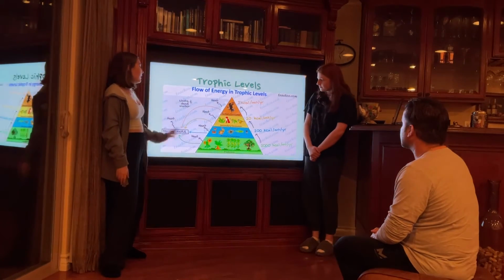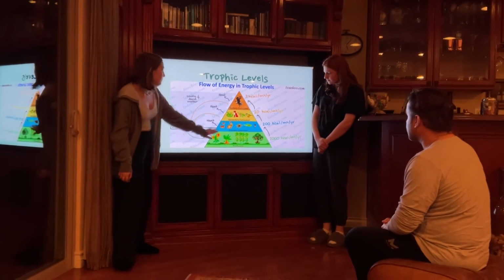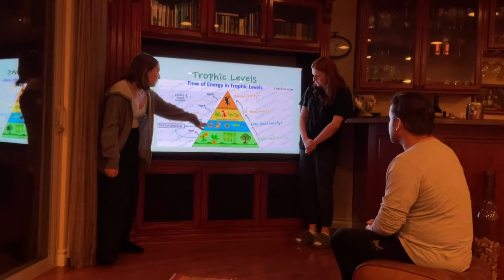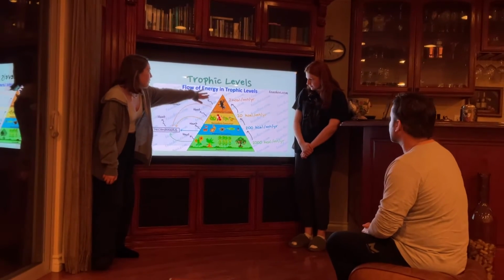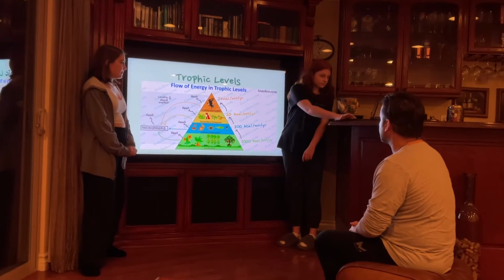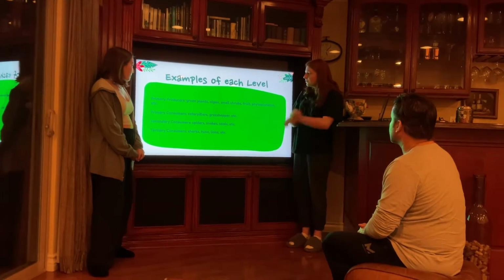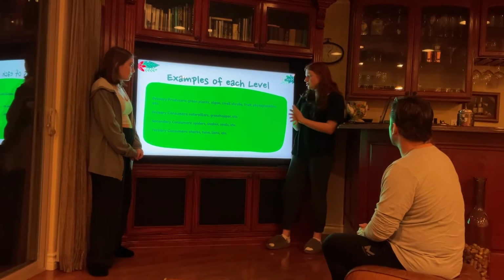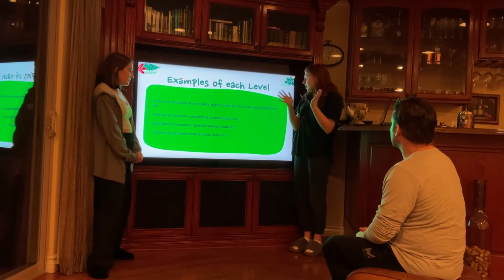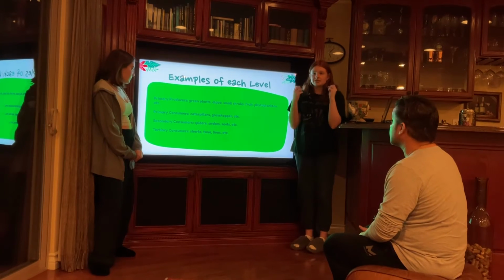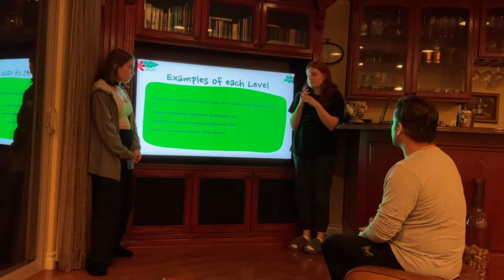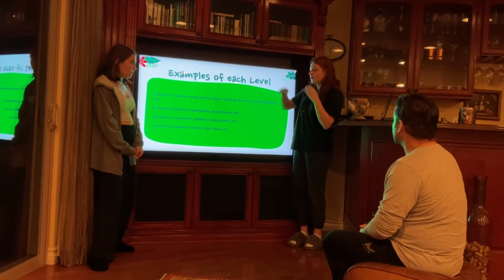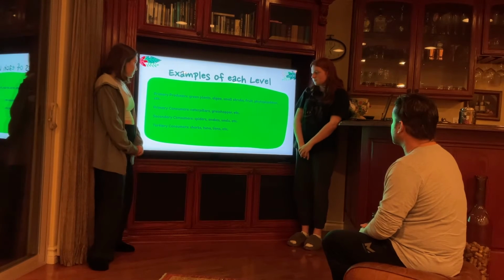And here's another diagram of our trophic levels. So as you can see, plants on the bottom, smaller animals, bigger animals, and then our biggest animals. So these are examples of each level. The primary producers are like green plants, algae, small shrubs, fruit, phytoplankton, etc. So it's basically plants and just what primary consumers are going to eat and are able to eat.